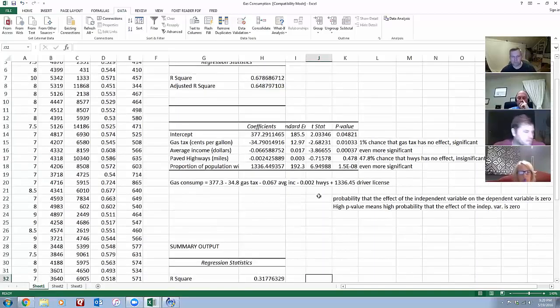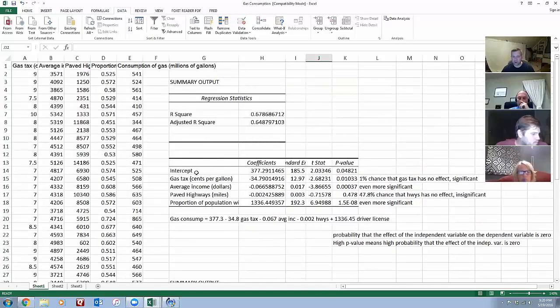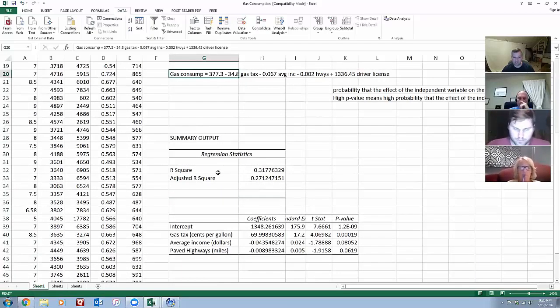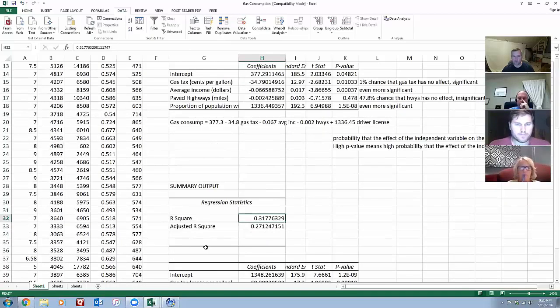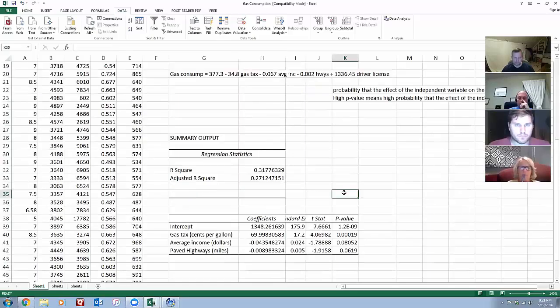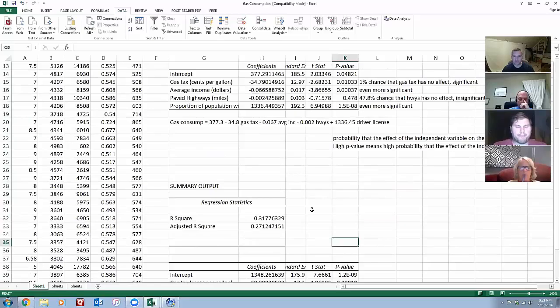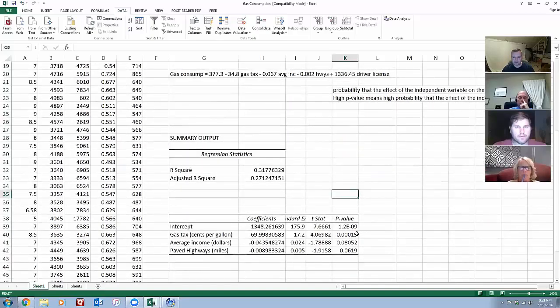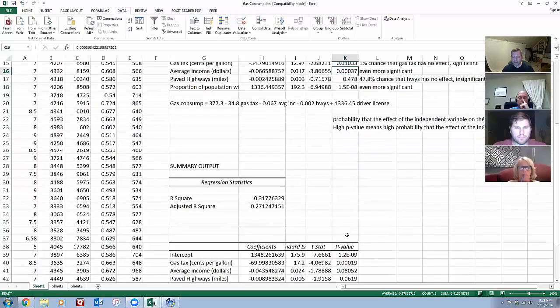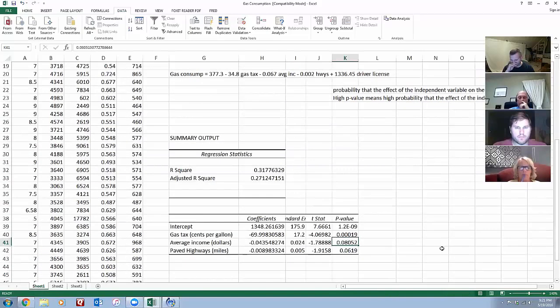That would be a pretty big giveaway: whenever the R squared is higher, it usually means that the variables that you picked did a better job of explaining the variation in the dependent variable. Here I'm only explaining 30% with these 3 variables, whereas before I had 67% with the 4 variables that I picked before. I can also see that before my gas tax was significant, and it still is. My average income, its p-value was pretty small, and in this model it actually went up a bit.